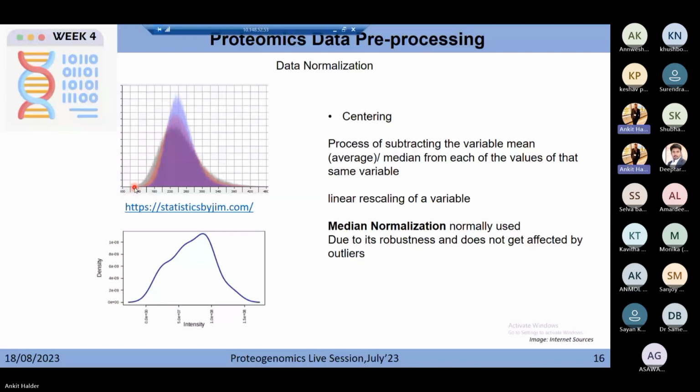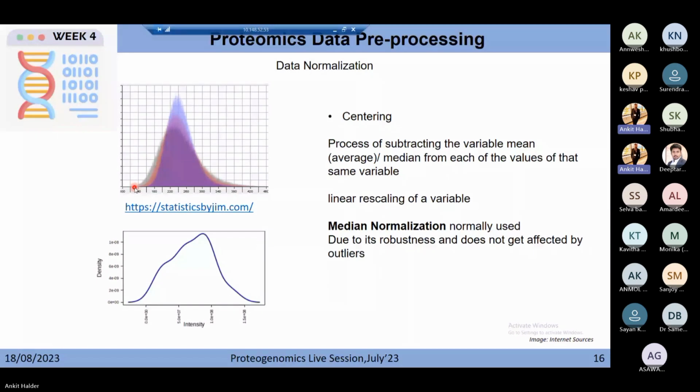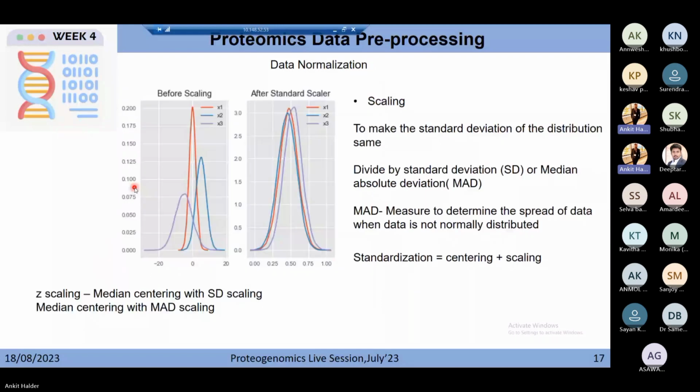So after we have done the normalization, generally in a proteomics data set we want to keep the originality. In reducing the noise, we cannot afford to lose signal as well. So in this trade-off, we generally go for median normalization, which does not affect the signals and helps us reduce our technical variation as usual. Now after this comes the scaling.